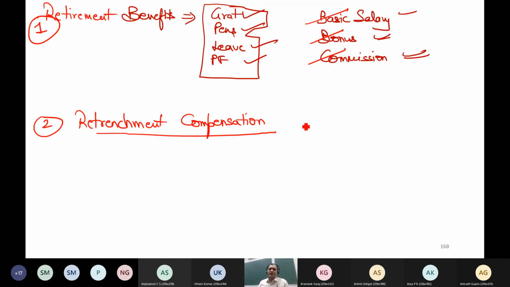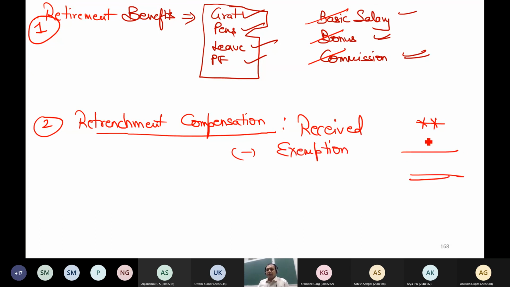Whatever compensation is given, it is not fully taxable. Whatever compensation is given to the employee as retrenchment compensation is not fully taxable. There is some exemption available, and the difference is only taxable. Now, how much is this exemption? That is now self-study.